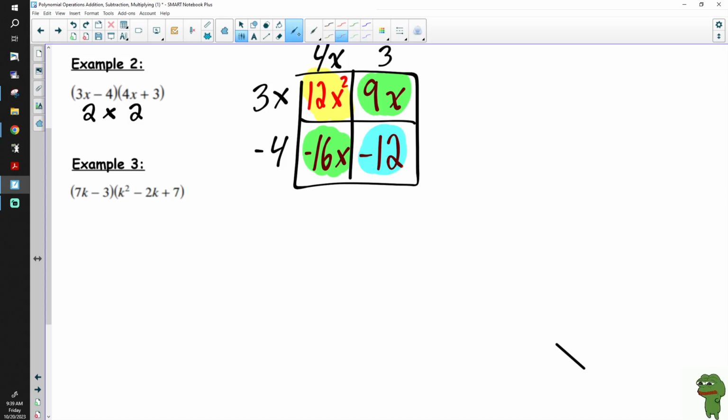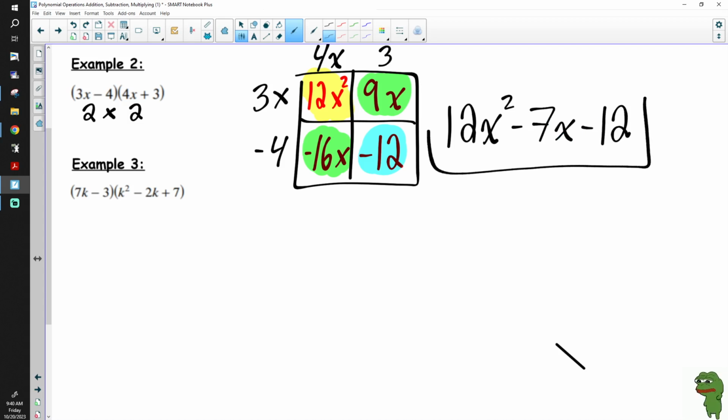Kind of like when we used to add together the real parts and the imaginary parts. We're going to add together our like terms. 12x squared. No like terms. Write it down. Our x terms we can add together. 9 and negative 16 add up to... Add them up. Negative 7x and negative 12. No like terms. Add it to the end.